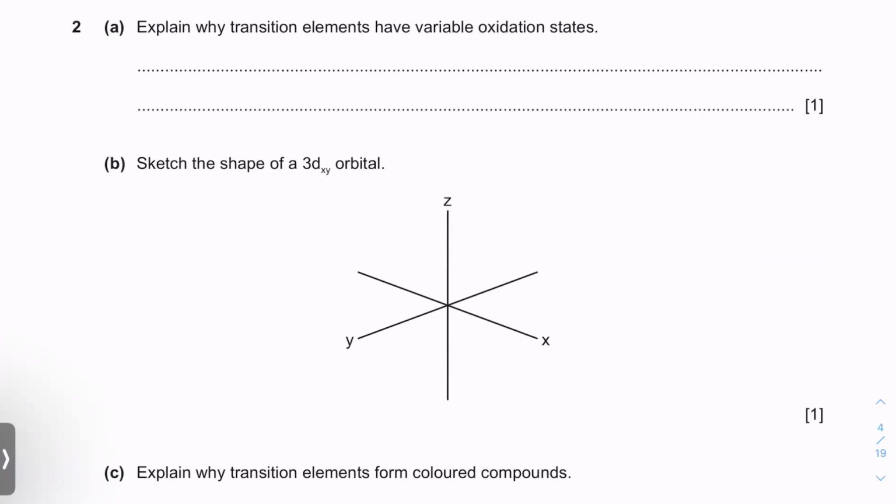Explain why transition elements have variable oxidation state. That is because, why do they have variable oxidation state? They can have more than one stable ion within incomplete d subshells. I think that should be the answer.